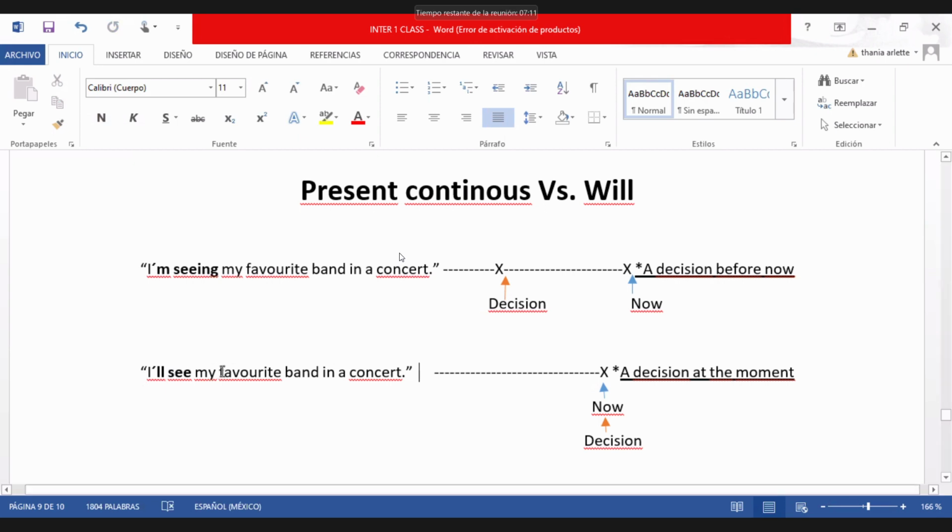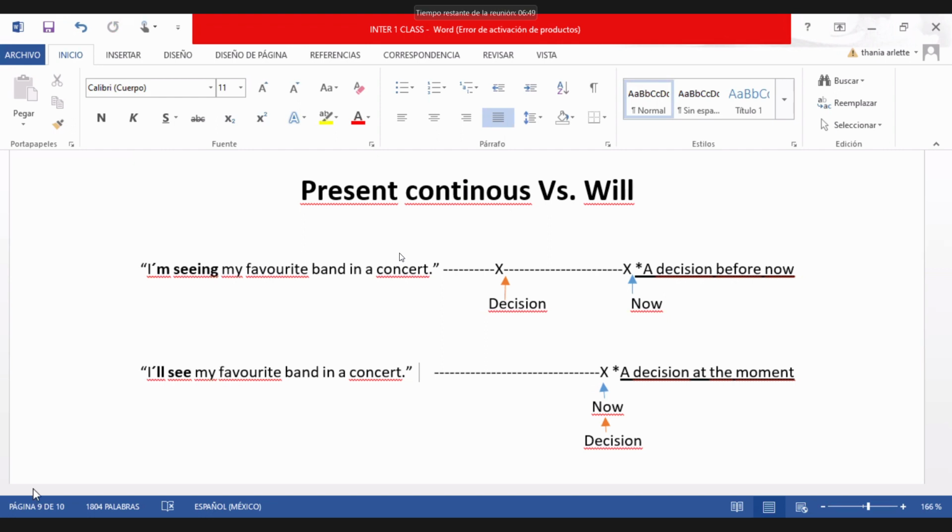Or maybe in the same restaurant, you are checking the meals on the menu. You have the menu and you are checking the meals. The waiter comes and says, "Are you ready to order?" And I say, "Yes, I'll have a salad." This is a spontaneous decision.